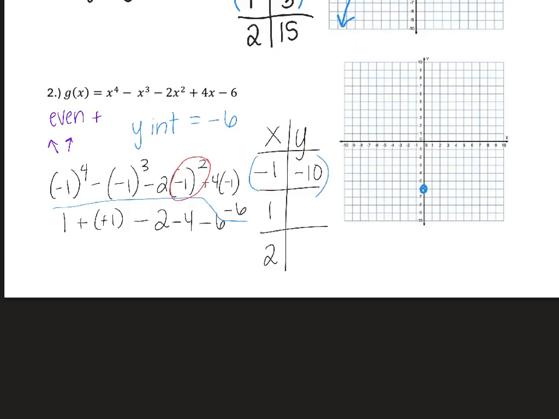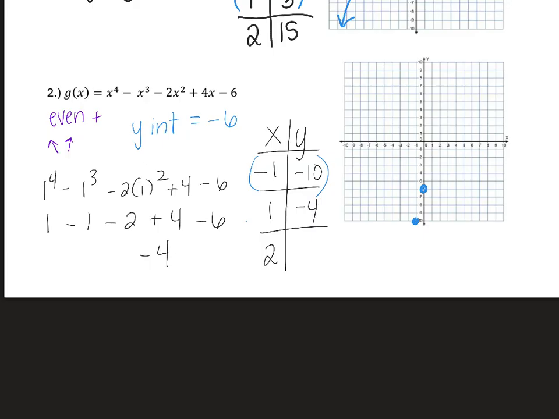We can put this on our graph. -1, -10. That's way down here. What? Right? -1, -10. Because this was -10. -12. 1 plus 1 is 2. Minus 2 is 0. -4 minus 6 is -10. Okay, so if we plug in +1, do all the math, we get another ordered pair. 1, -4. Oops, I'm going to do that in blue. 1, -4.